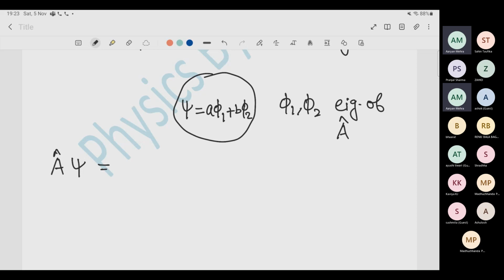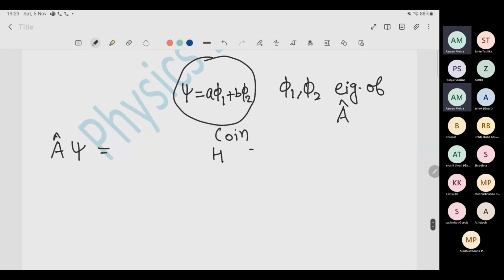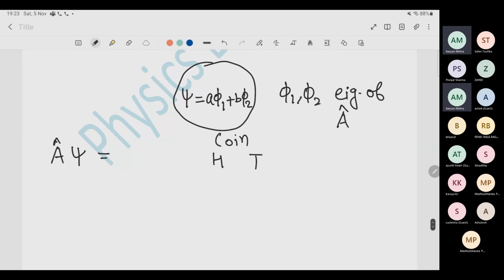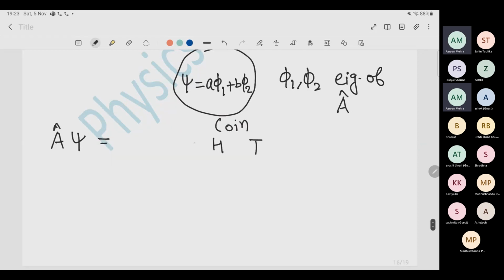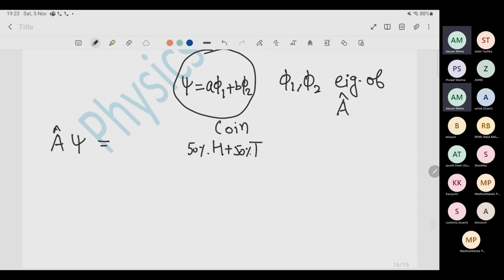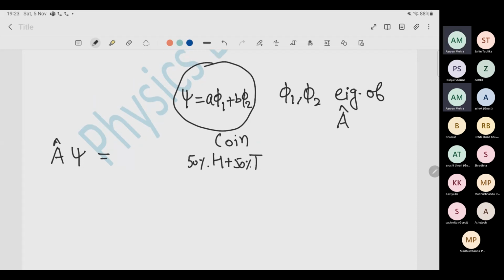It's similar to having a coin in a superposition state of head and tail, both with 50% probability. So 50% of the time you will get head, 50% of the time you will get tail, but in one measurement you will only get either head or tail. So do you all agree till here?